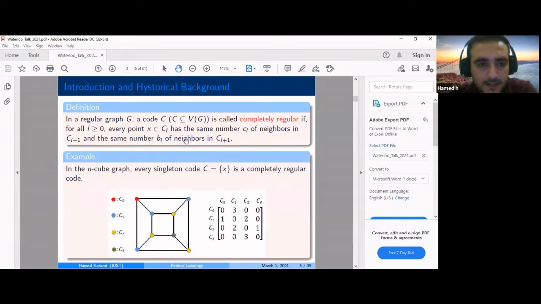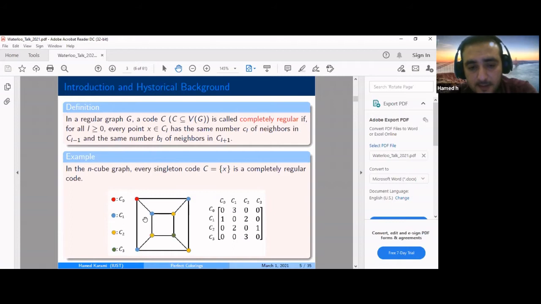Let me give a simple example. In the n-cube graph, every singleton code C = {x} is a completely regular code. For example, in this picture, you can see the 3-cube graph. The red vertex is your code. The blue vertices, yellow vertices, and the green vertex are at distance 1, 2, and 3, respectively.